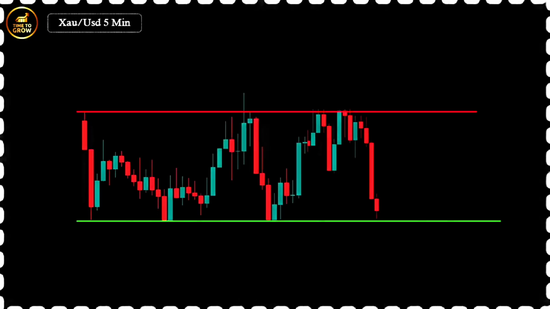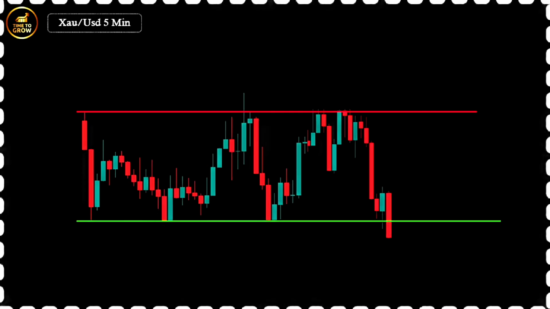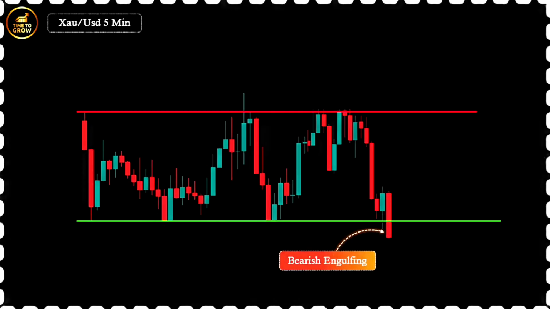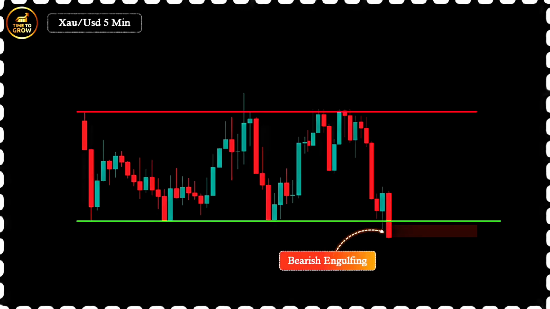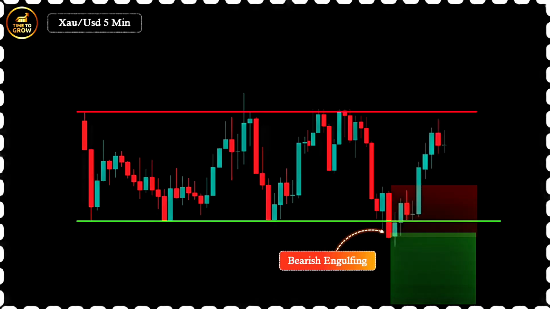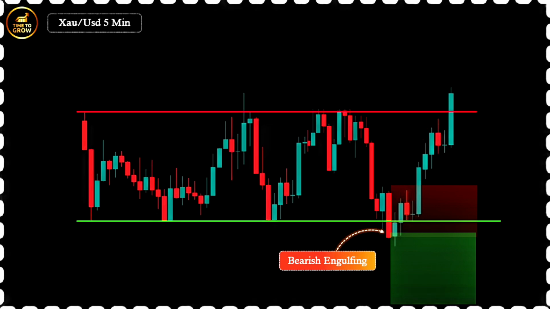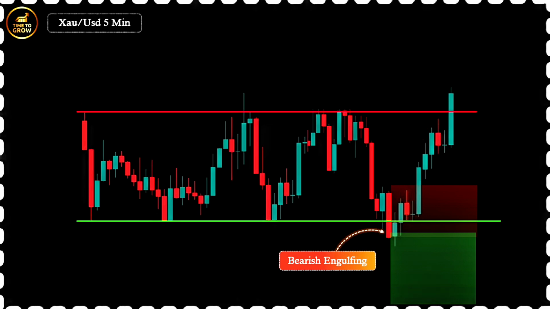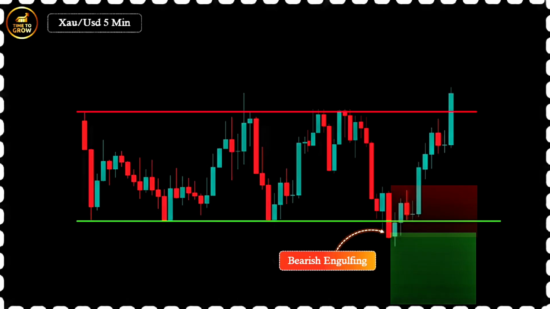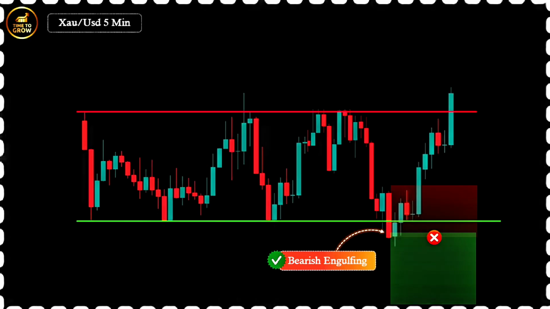After moving inside a range, price breaks below the range and forms what looks like a clean, bearish engulfing pattern. Retail traders instantly jump into a sell trade, but within a few candles, price reverses sharply, and they get trapped. This happens again and again. Traders trust candlestick patterns blindly, but still fail to make profits consistently.